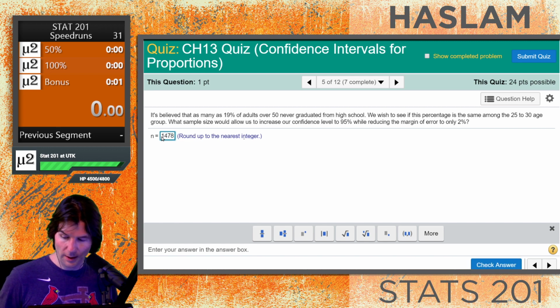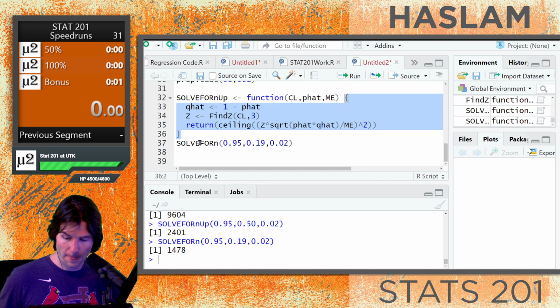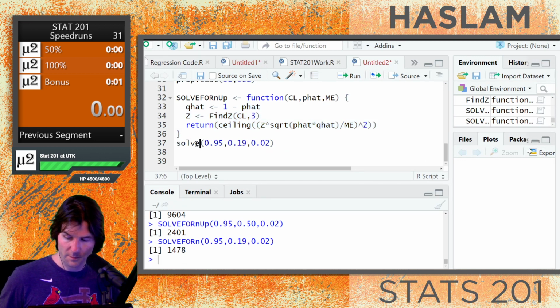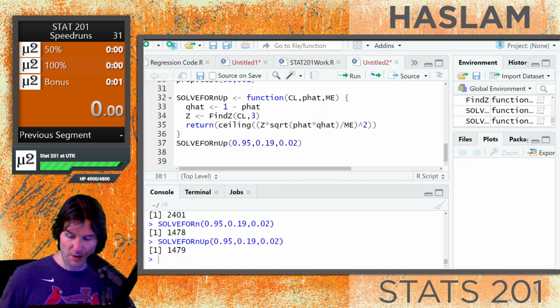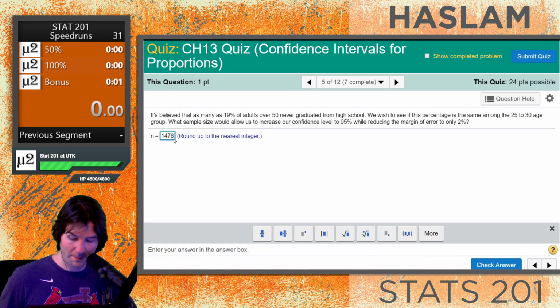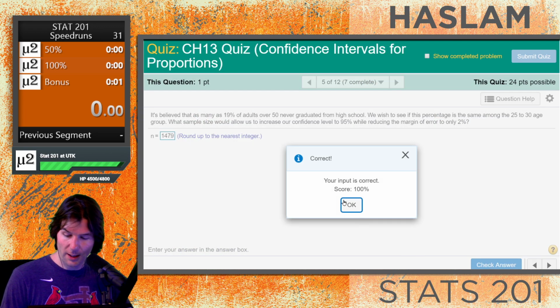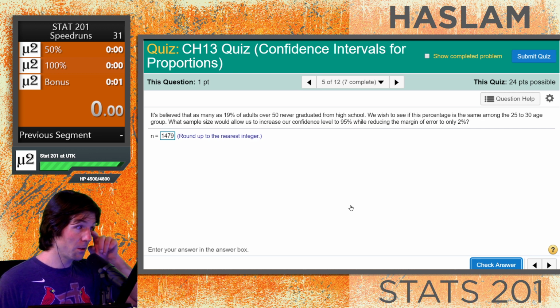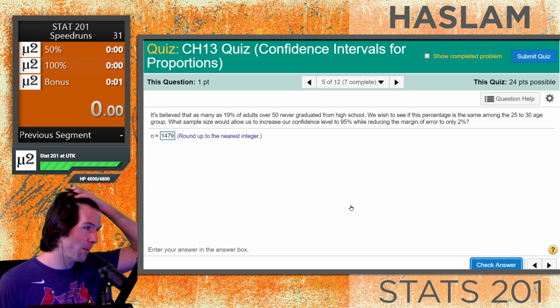All my code is doing, it says round up. Why round up? 1479. That's my round up function. There we go. And we check our answer, and we got it right. Double check. There could always be a problem like this on the test.